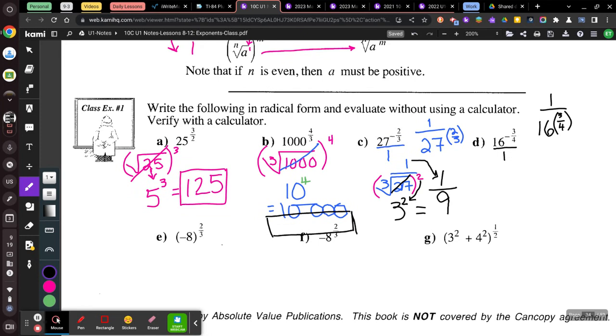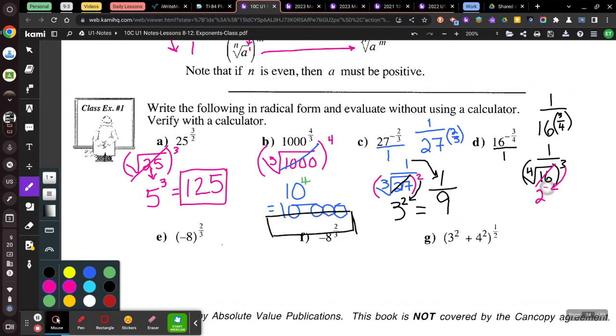Same thing on this one. We're going to take the 16 and we're going to 4th root it. So we're going to go 1 over 4th root 16 cubed. Now we solve 4th root 16 on your calculator, or if you look on your green sheet, it'll tell you the answer is 2. And now we put the exponent 3 on the 2 and we solve it. So that's going to give us an answer of 1 over 8.